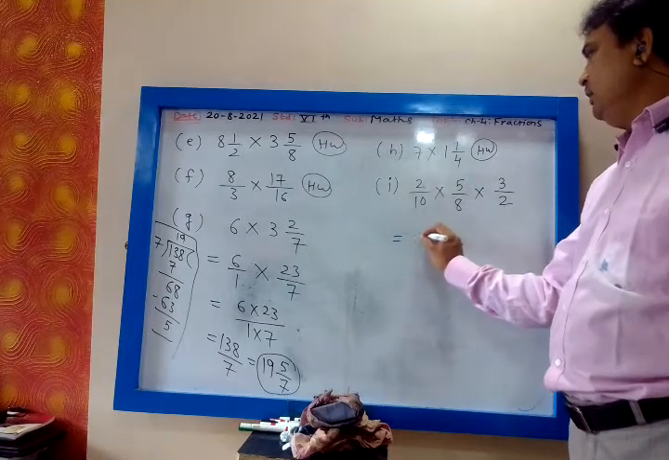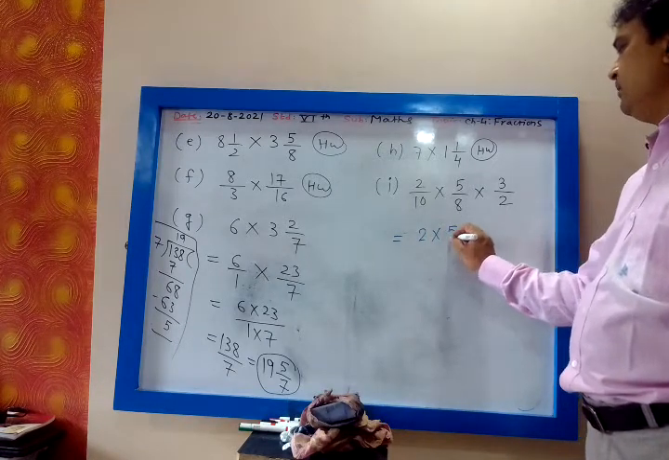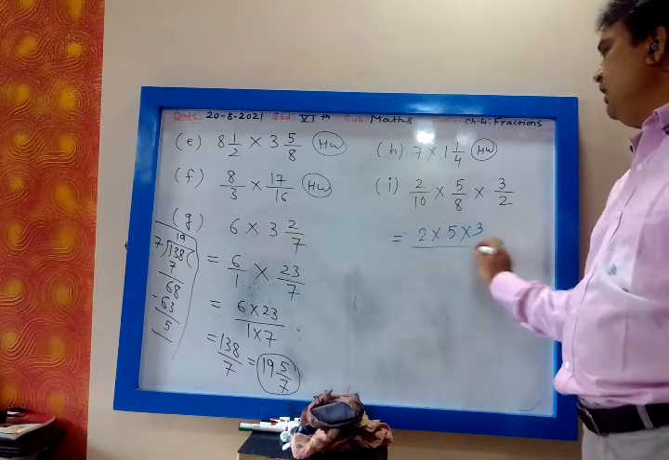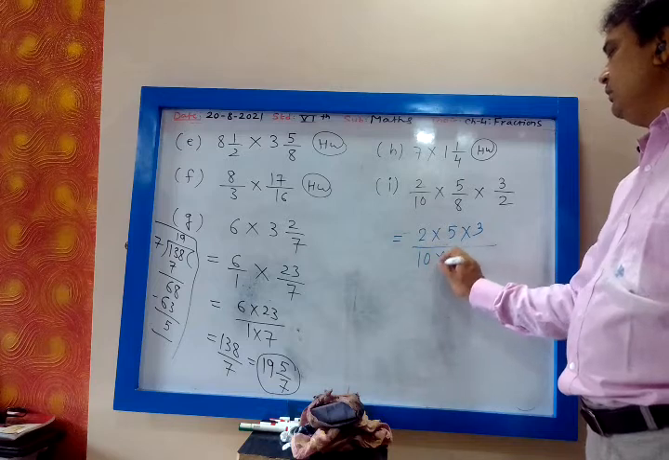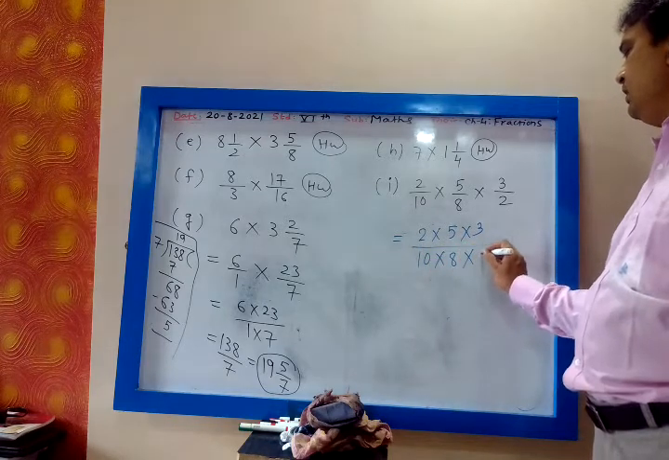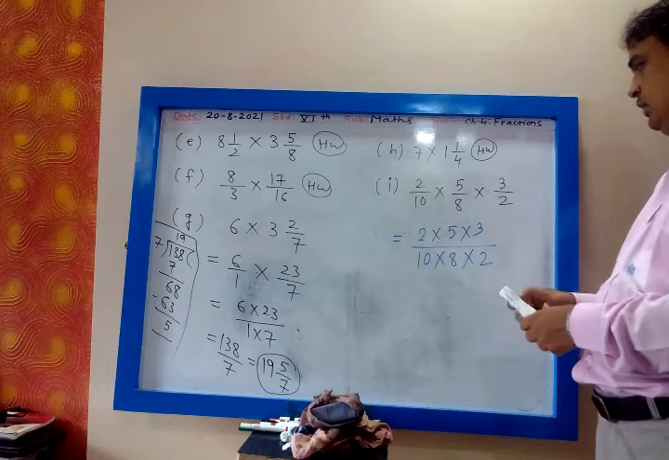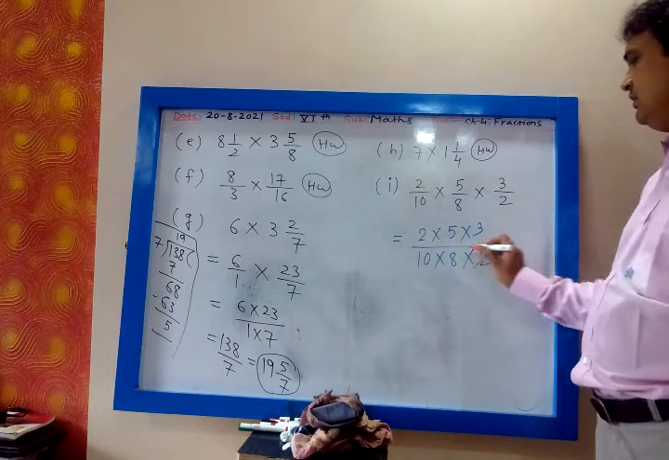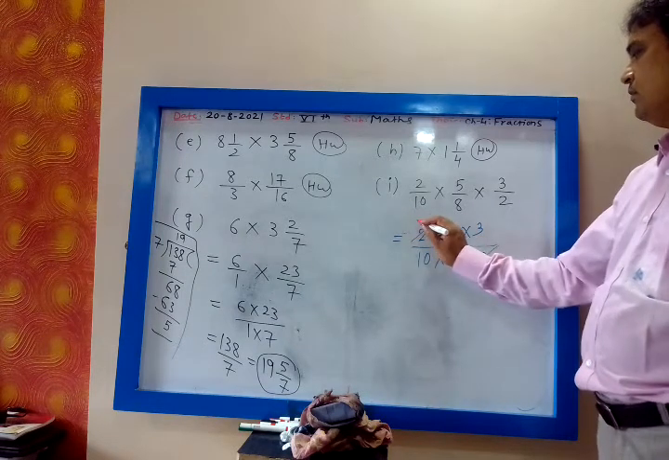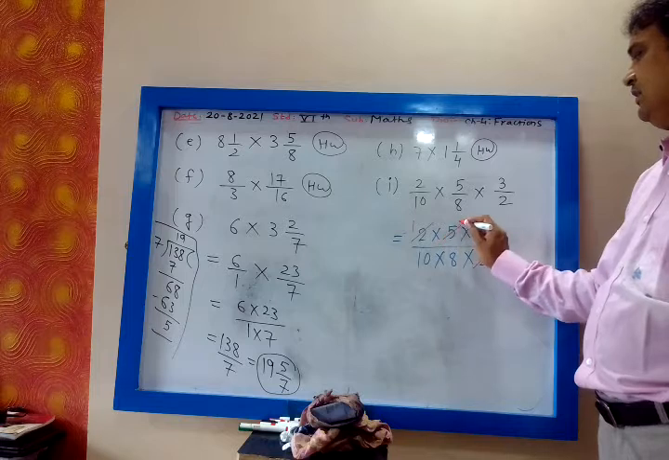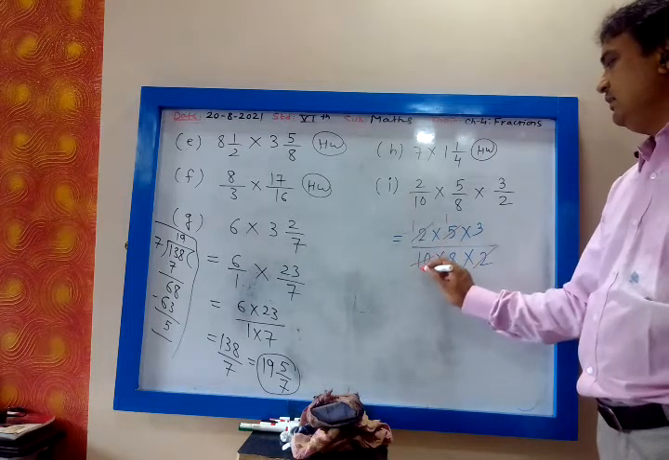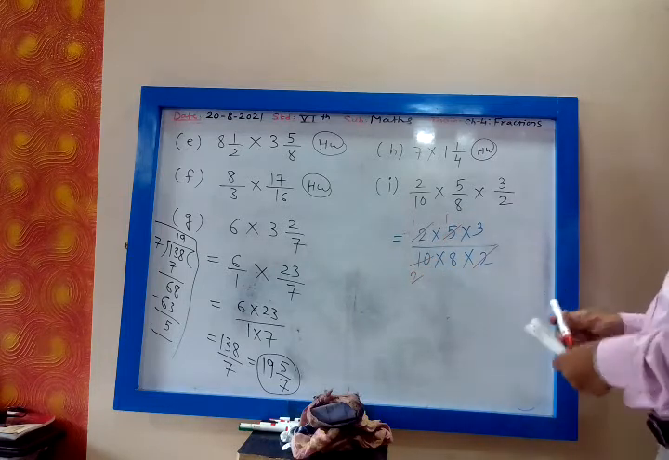So this will be 2 into 5 into 3 upon 10 into 8 into 2. Now cancel the common term of numerator and denominator. Okay. Now 2 gets cancelled. 2 of denominator gets cancelled with numerator. Then 5 1s are 5, 5 2s are 10. Okay. So what is left?